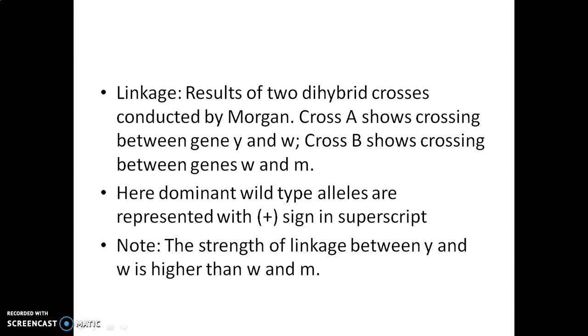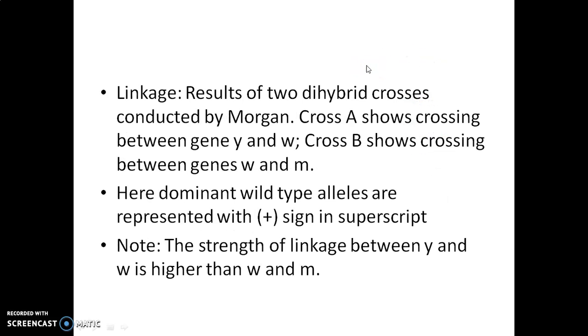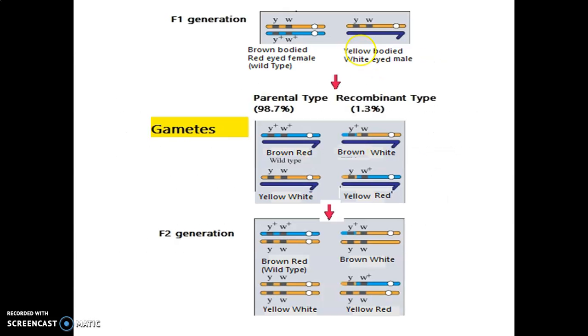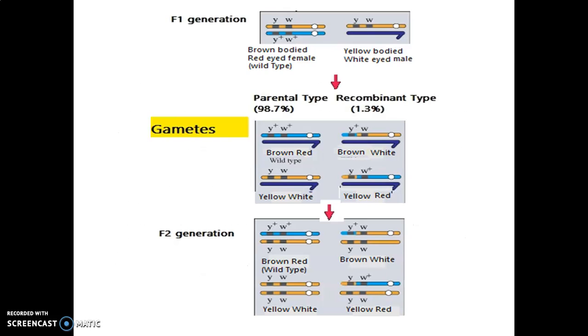So what does this diagram represent? That means linkage is the result of two dihybrid crosses. Cross A shows crossing between genes Y and W, whereas crossing between W and M is shown here. This is cross B. Then here dominant wild type alleles are represented with a plus sign in the superscript. Children, please note the strength of the linkage between Y and W is higher than W and M, isn't it?